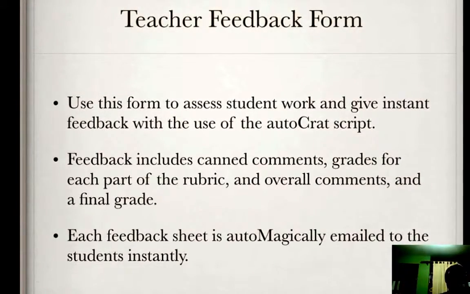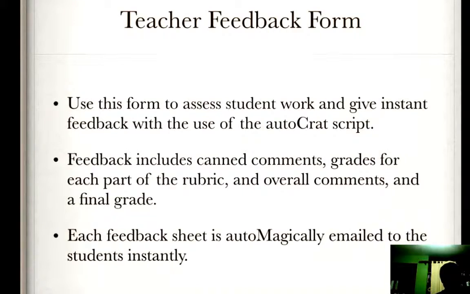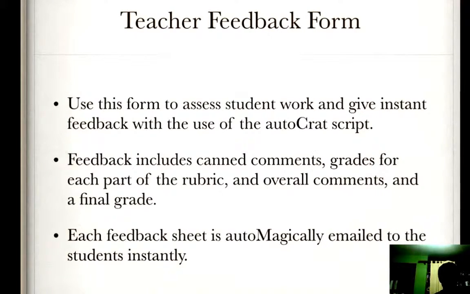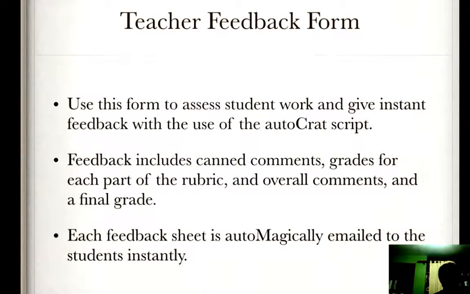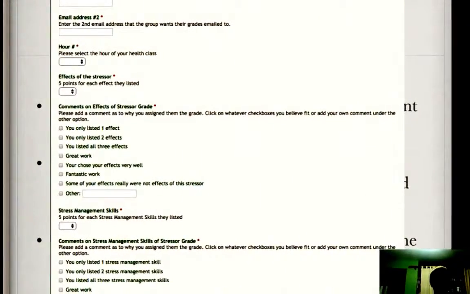All right, teacher feedback form. This is where it's getting pretty serious now. We're assessing student work, giving instant feedback. We're using the Autocrat script. Want to learn more about Autocrat? Make sure you check out the blog post. There's a link to it. The feedback can include canned comments, grades for each part of the rubric, overall comments, and a final grade. And the feedback sheets are then automatically emailed to the students instantly.